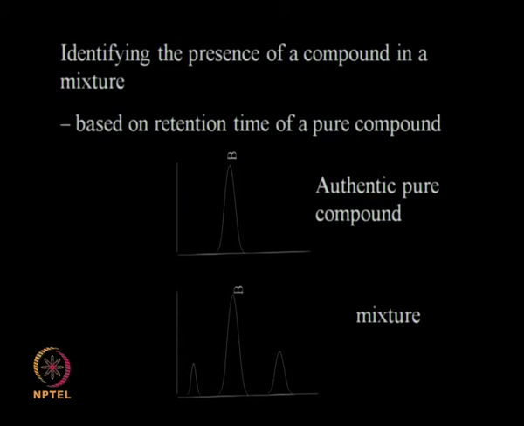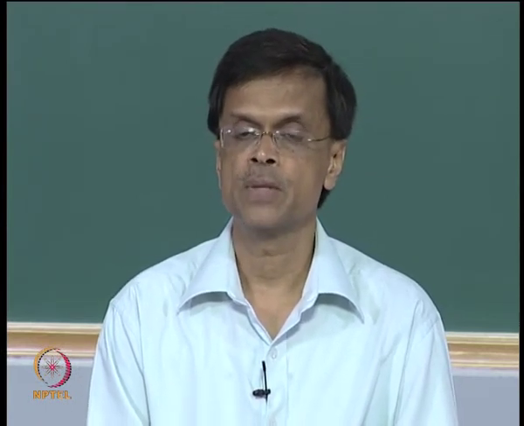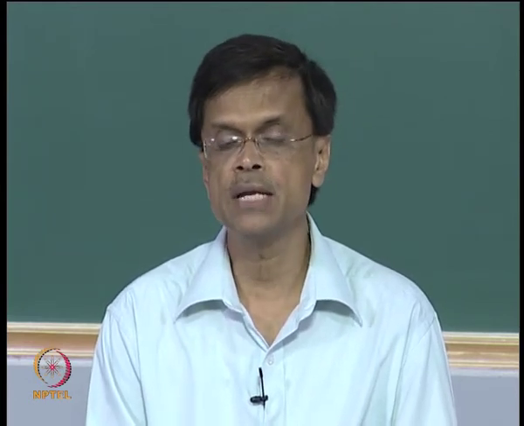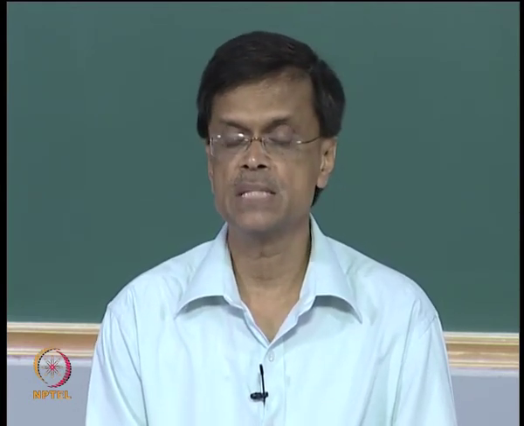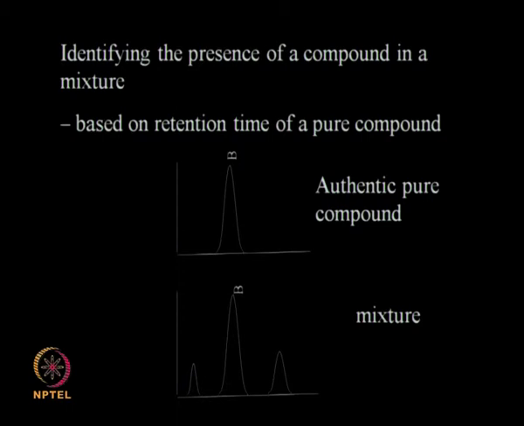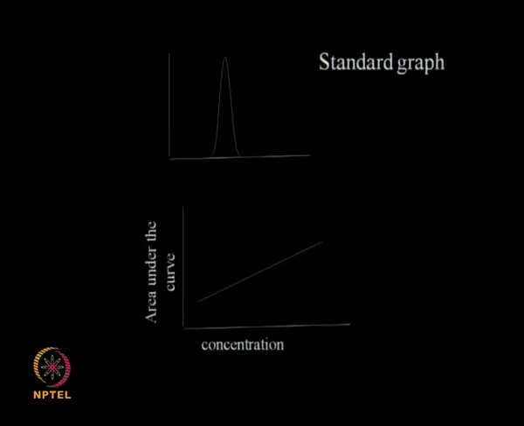You try to purchase these authentic components and then get their pure component retention times, and then use those numbers to check whether peaks are appearing in your mixture. That is how you need to do the identification of the presence of a particular compound in a mixture. Then how do you quantify that particular component in the mixture?